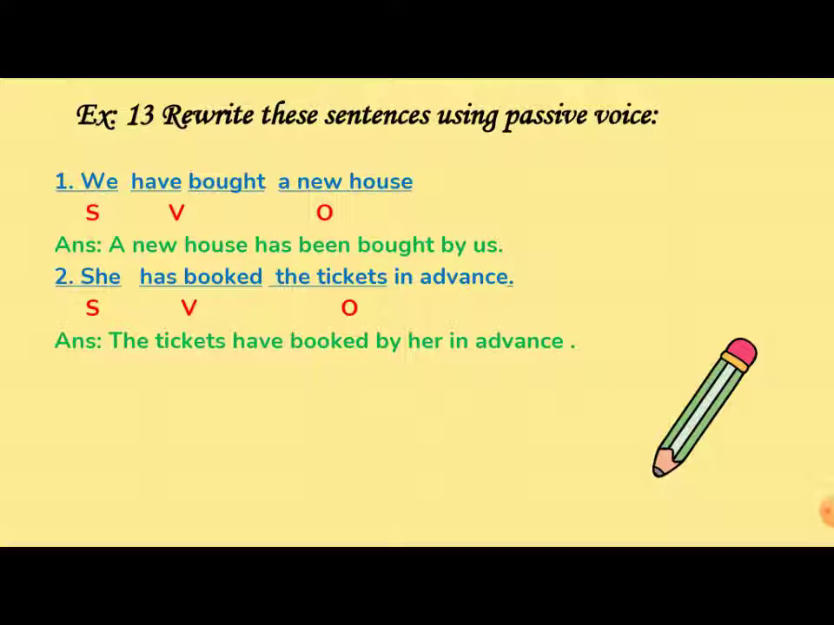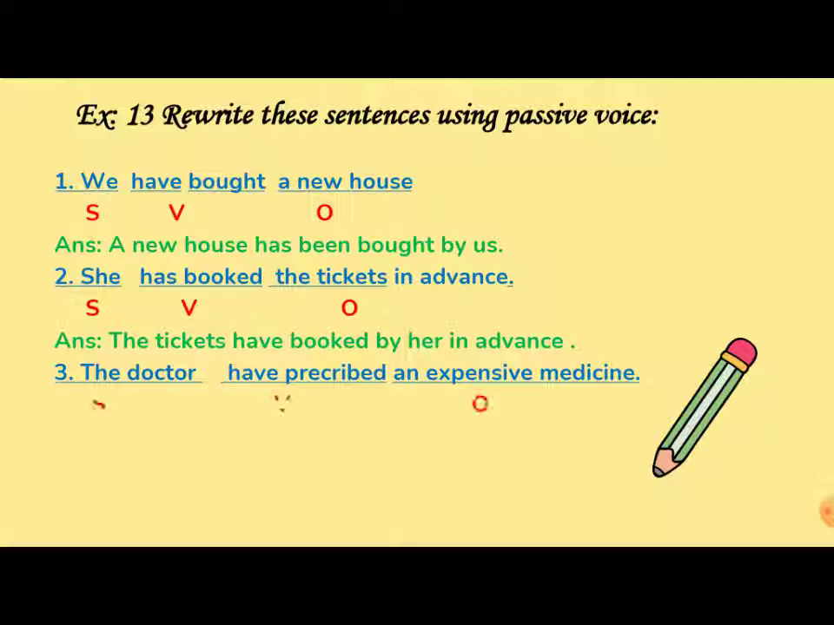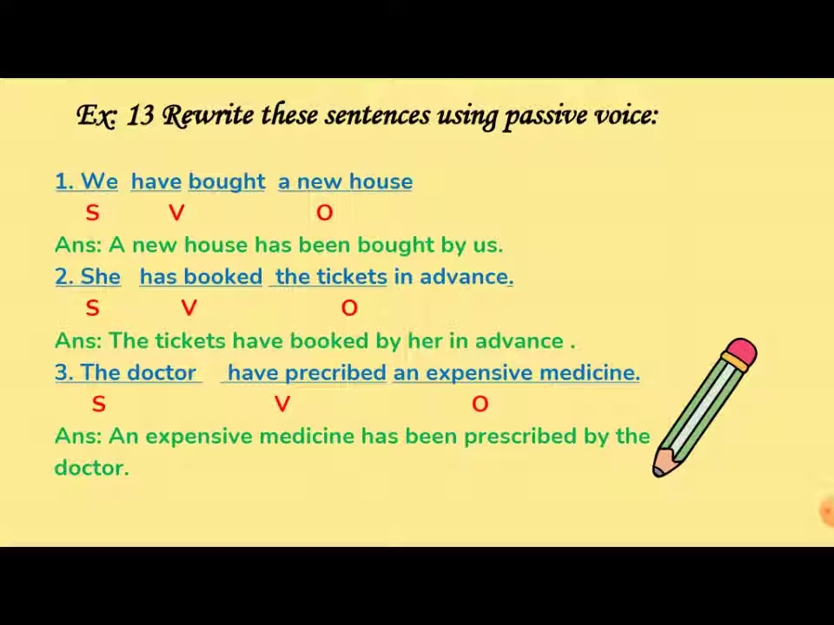Dear children, I forgot to add been here. You insert it: have been booked. Next, the doctor has prescribed an expensive medicine. Subject, verb, object. An expensive medicine has been prescribed by the doctor.